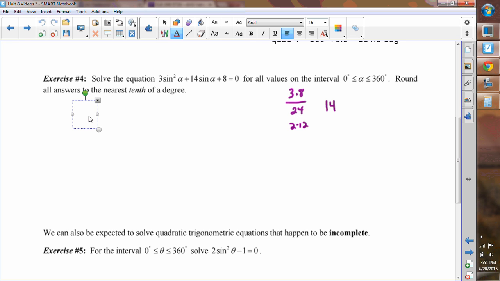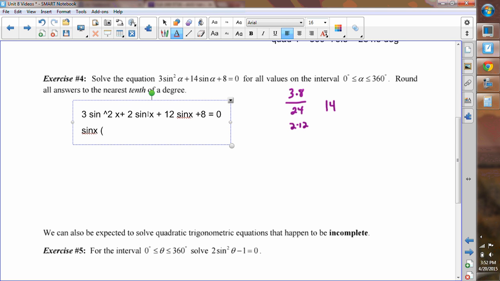So we have, I'm going to leave off the theta for right now, 3 sine squared plus 2 sine. I'm going to use x, it'll be easier for me, guys, okay? 2 sine x plus 12 sine x plus 8. And now on the next line, we have to factor out what they have in common. So the first set of factors has the sine x in common. Then we're left with 3 sine x plus 1, or plus 2, sorry. And then the other one, they have a 4 in common, and then you're left with 3 sine x plus 2.